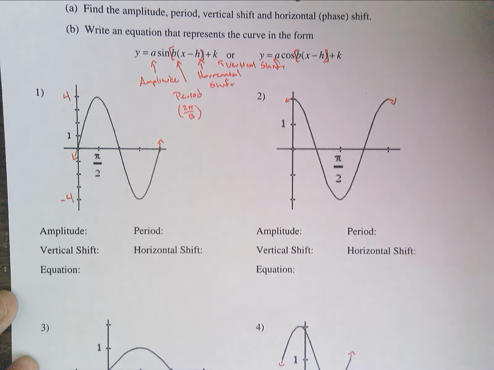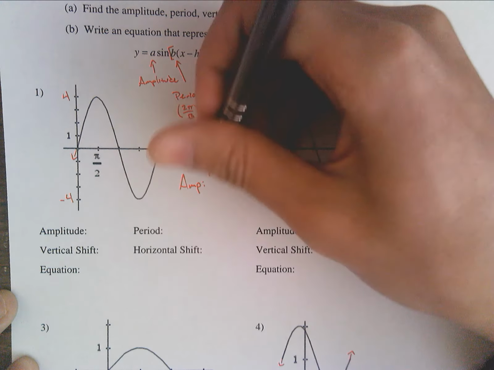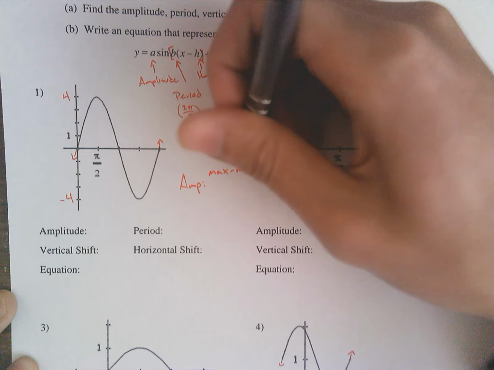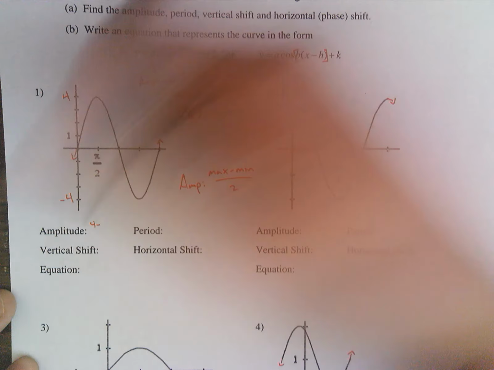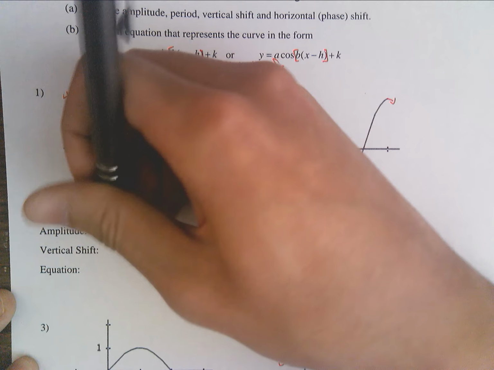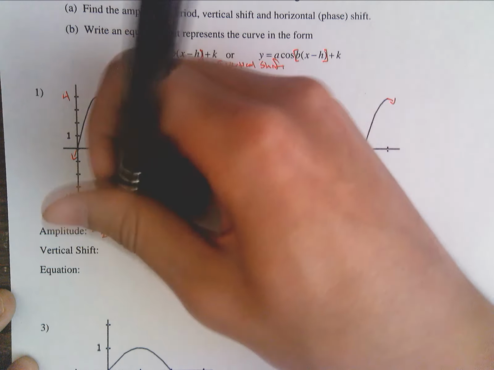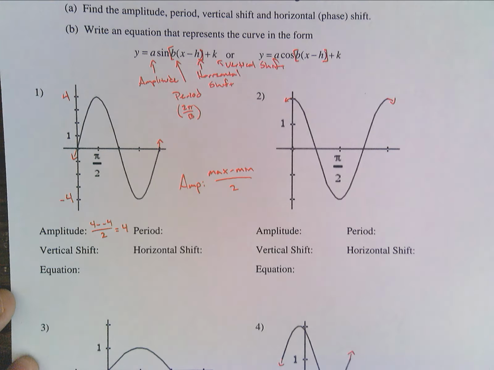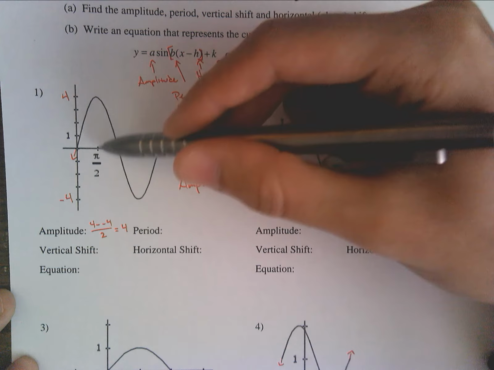We can find the amplitude, and I'm going to write this off to the side. Our amplitude can be found from the max minus the min all over 2. So take your max 4, subtract the minimum, negative 4, and divide it by 2. And we find we have 8 over 2, or just 4. And that should make sense with our graph. That is the maximum distance of our curve from the midline.